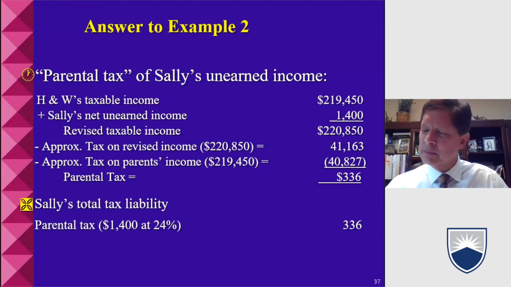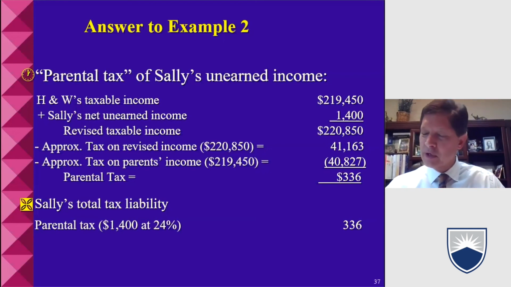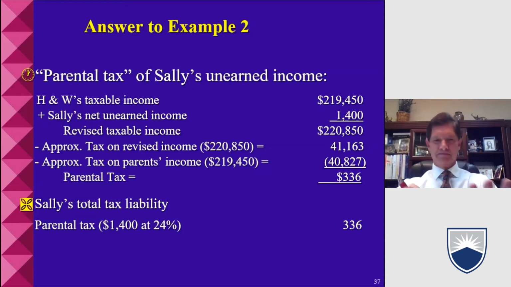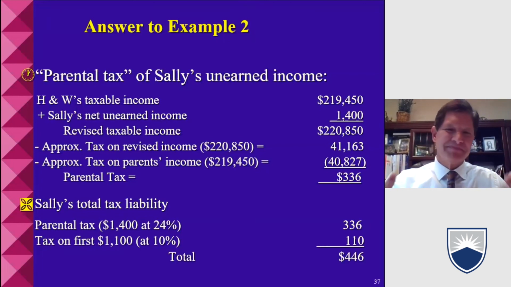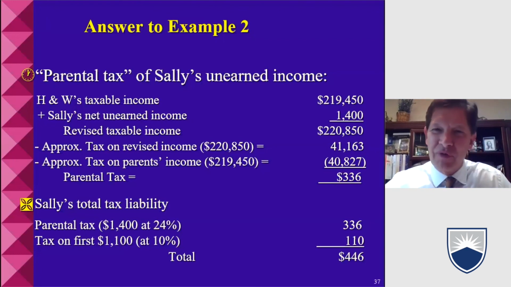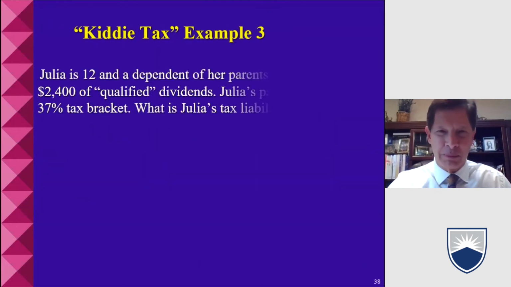What was Sally's taxable income? Wouldn't it have been $3,600 minus her standard deduction of $1,100, $2,500, $1,400 party to the parental tax, $1,100 at 10%, $110, $446. Now, no one's going to be asking you to do this, not to qualify for your CE. But you can see that it's far more complex than one would like to believe.